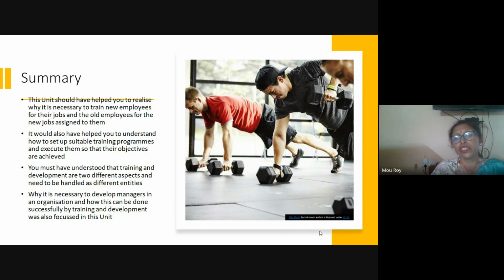And why it is necessary to develop managers in an organization, and how this can be done successfully through training and development, was the focus of this unit. Today you are working at a supervisor level; tomorrow you'll become a manager of an organization. When you get the position of a manager, you are entrusted with a lot more responsibilities. So you need to train yourself.